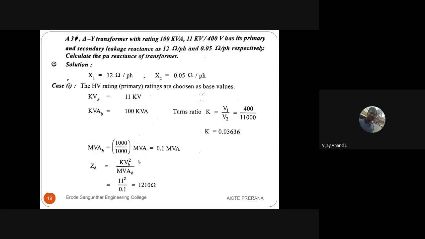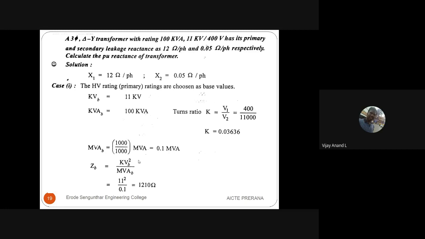Next problem. A three-phase delta to star transformer with the rating of 1000 kVA, 11 kV per 400 volt has its primary and secondary leakage reactance as 12 ohm per phase and 0.05 ohm per phase respectively. Calculate the per unit reactance of the transformer.